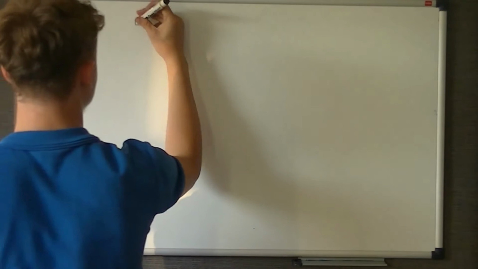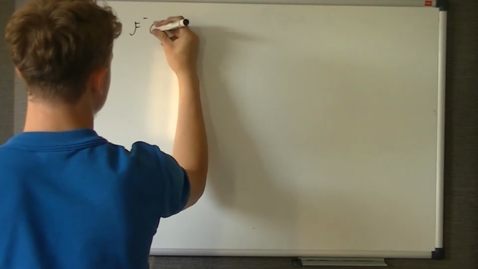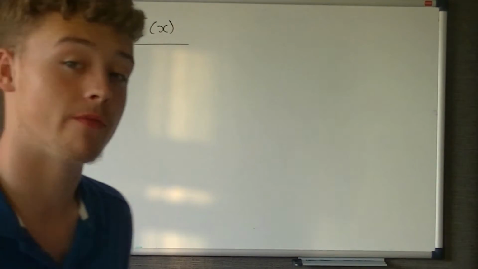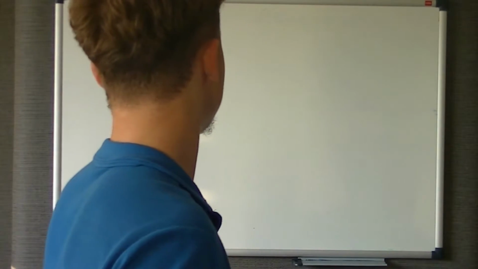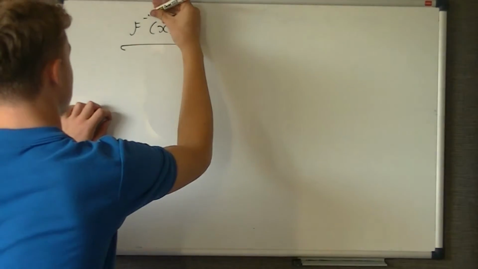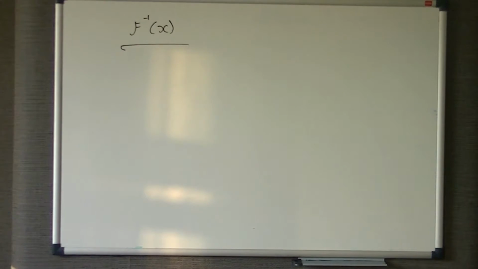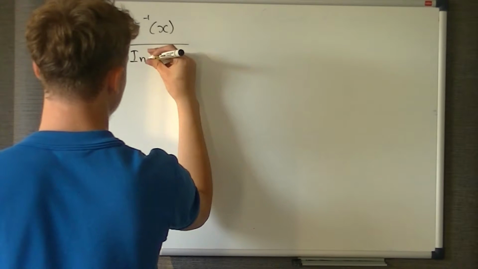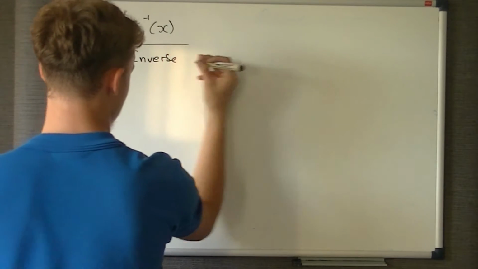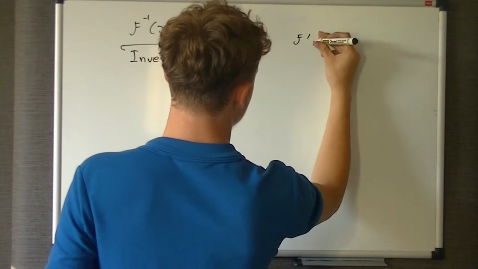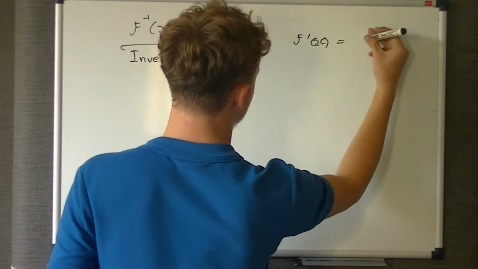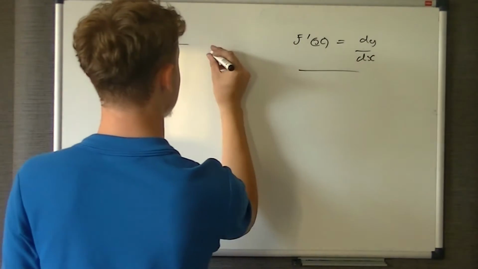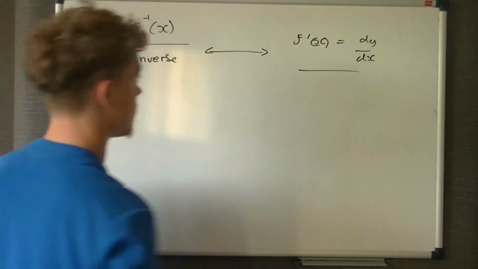So, you may recognise this. Now that is an inverse function, sorry. So f to the minus 1 of x, that's an inverse function. However, f dash x, that is not an inverse function, that is the derivative, so dy dx. It's imperative you make the difference.